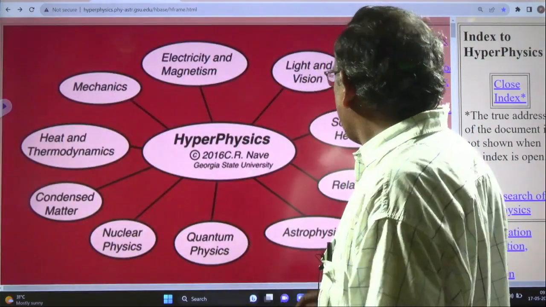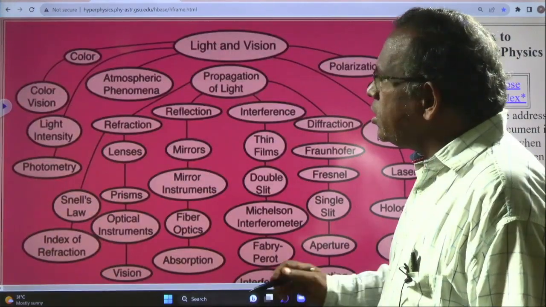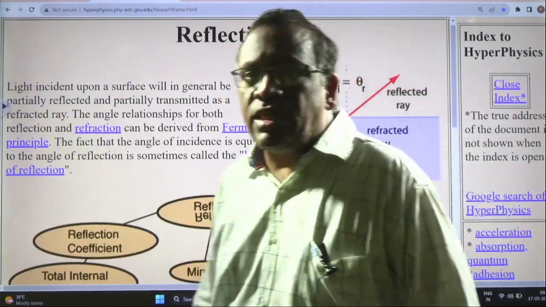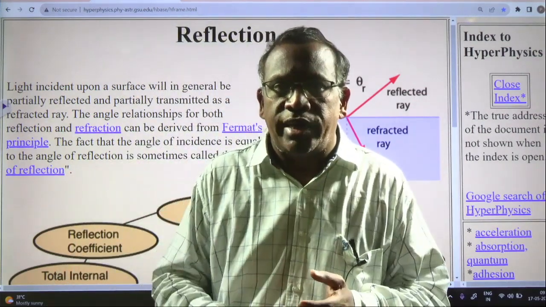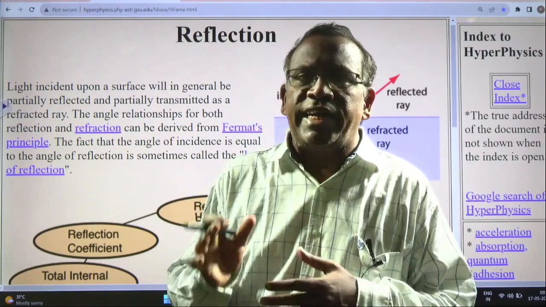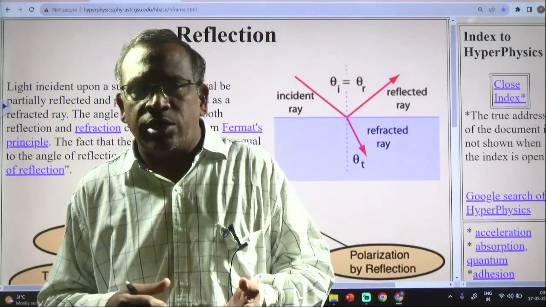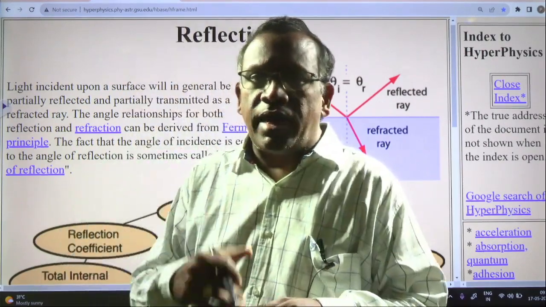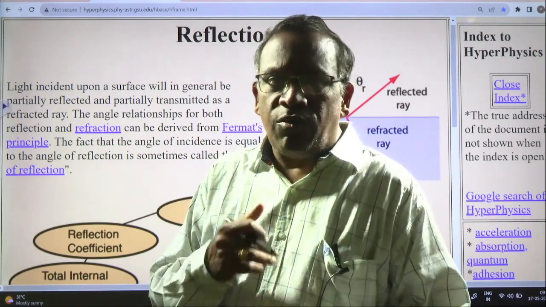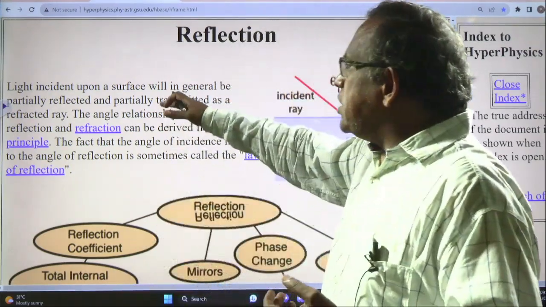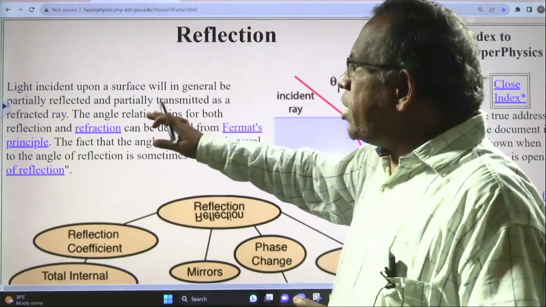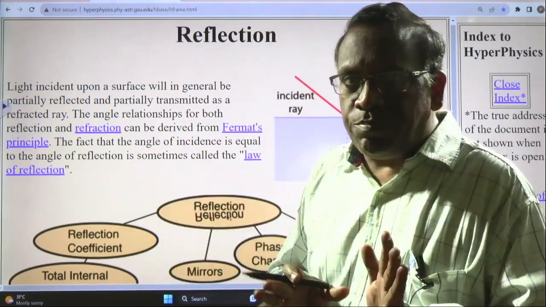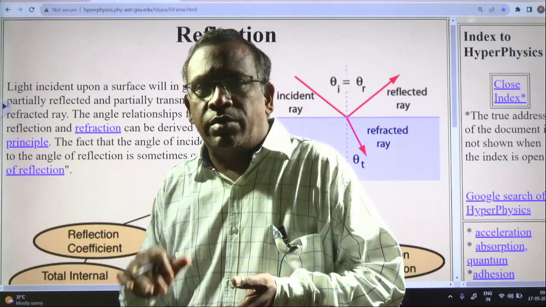In light, we have another important topic, reflection. What is meant by reflection? Reflection is a phenomenon, the bouncing of light. When light is incident on a surface, it returns back to the original medium. This bouncing back of light is called reflection. Light incident upon a surface is generally partially reflected and partially transmitted, that is, refracted.